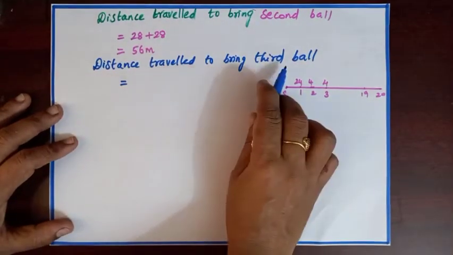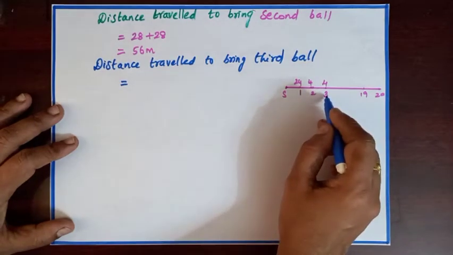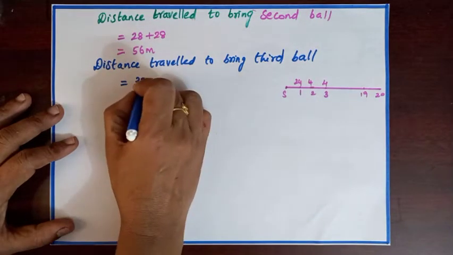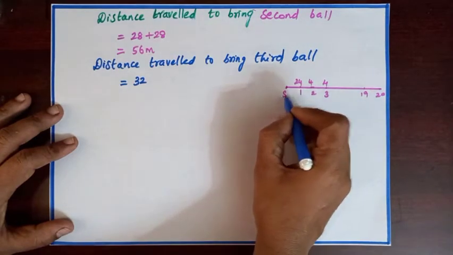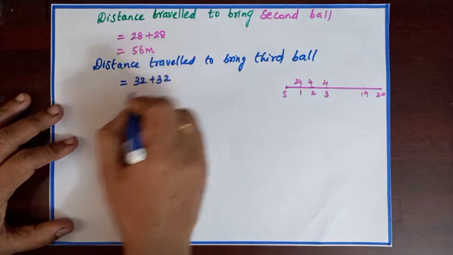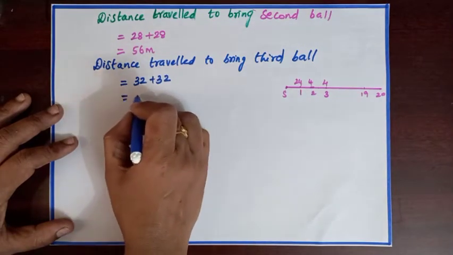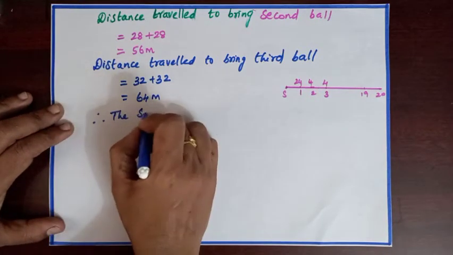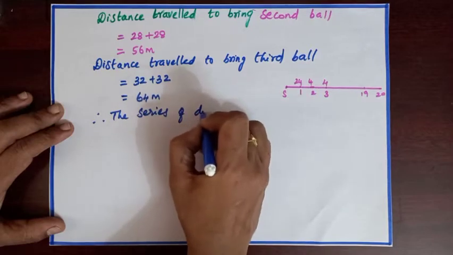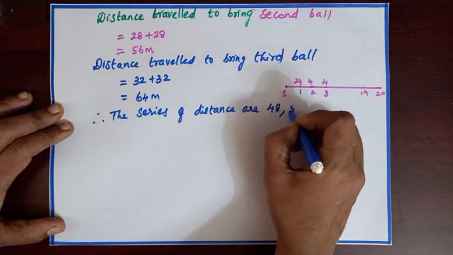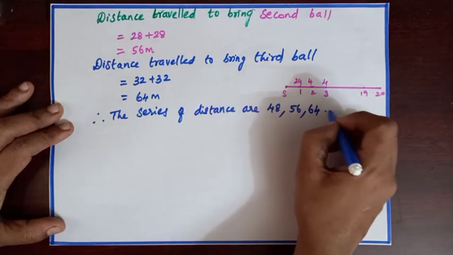Distance travelled to bring the third ball: from the starting point to the third ball, 24 plus 4 plus 4. 24 plus 4 is 28, 28 plus 4 is 32. From the third ball to the starting point, 4 plus 4 is 8, 8 plus 24 is also 32. 32 plus 32 is equal to 64 meters. Therefore, the series of distances are 48, 56, 64, and so on.